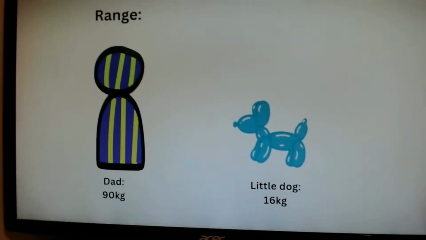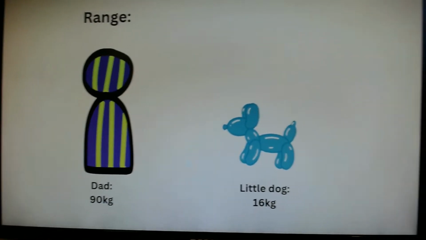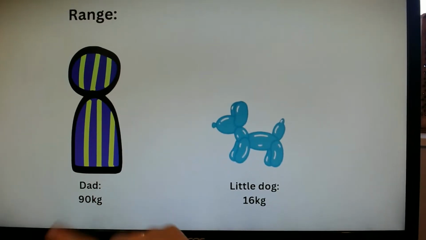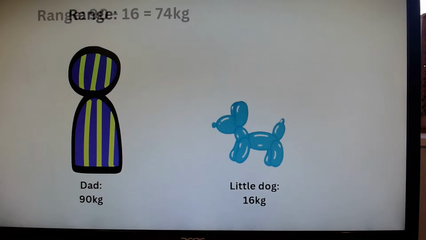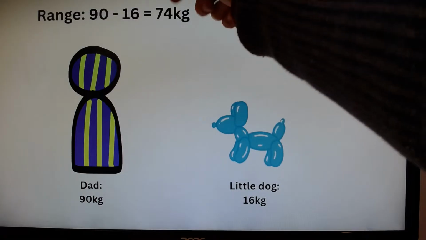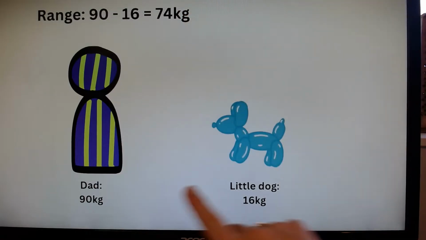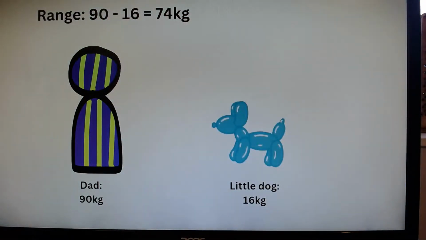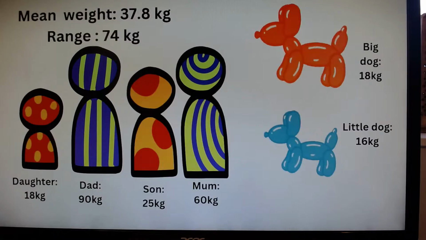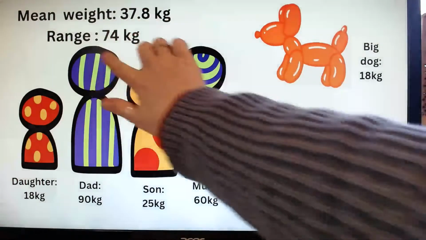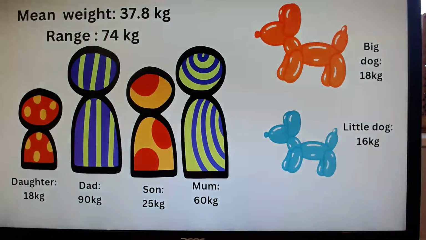So here in my family, the biggest piece of data was the weight of my husband, and the smallest piece of data was the weight of my little dog. So we would take the 90 kilograms and take away the weight of the little dog, 16 kilograms, smallest from the biggest, to give us this range of 74 kilograms. Now that's a massive range, considering the biggest person was 90 kilograms. It's a huge range. And when you put that alongside the mean weight, it makes much more sense.